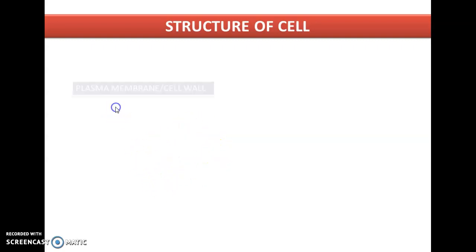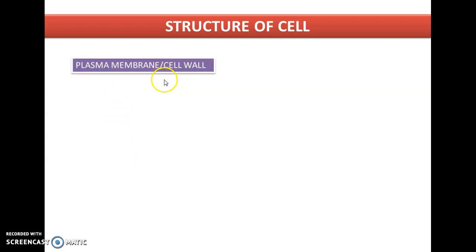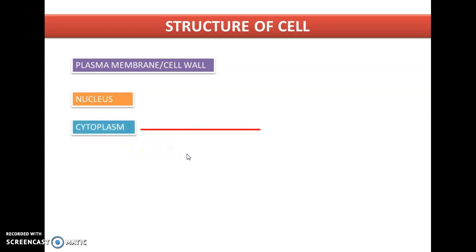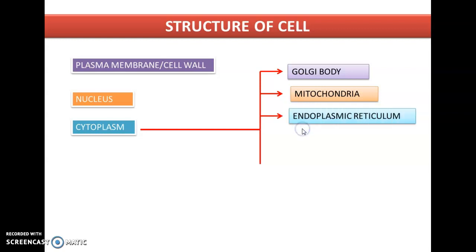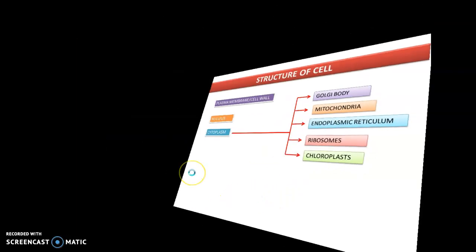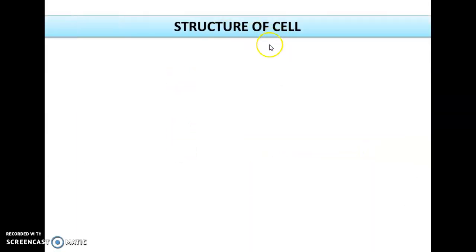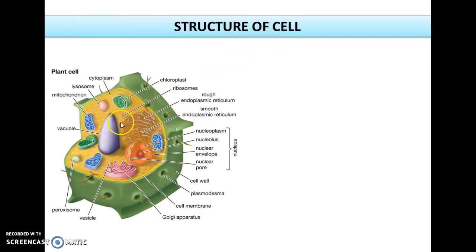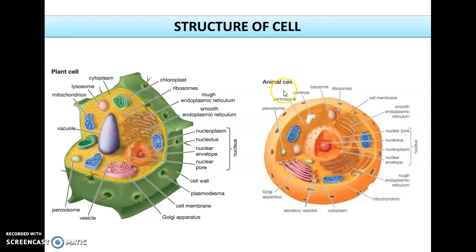functional regions. First, plasma membrane and cell wall, nucleus, and between these two, cytoplasm lies. Various cell organelles are suspended in cytoplasm, such as Golgi body, mitochondria, endoplasmic reticulum, ribosomes, chloroplast, and so on. Structure of cell. Here is a detailed structure of plant cell and animal cell.